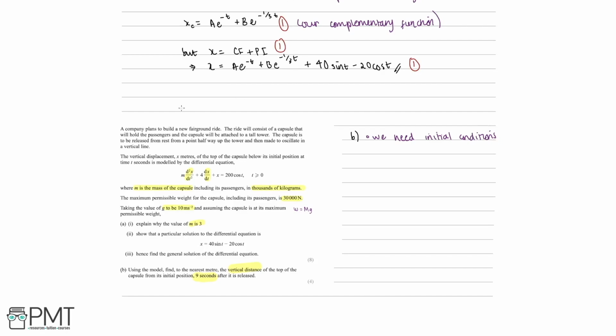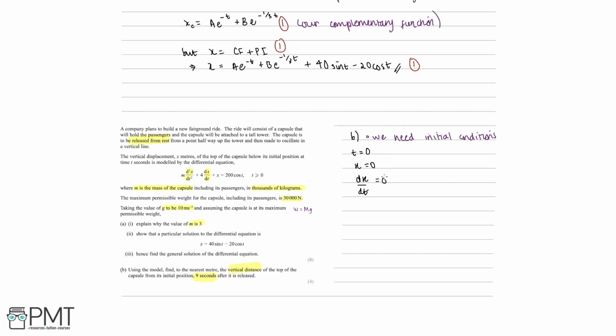Well, it doesn't give us our initial conditions explicitly, but we can derive some initial conditions from this text, because we know that the capsule is to be released from rest at a point halfway up the tower and then made to oscillate in a vertical line. Well, using this information, because the capsule will be released from rest, we know that x is the displacement. Then, at t is equal to 0, which is the initial time, x is equal to 0, and dx by dt is equal to 0.